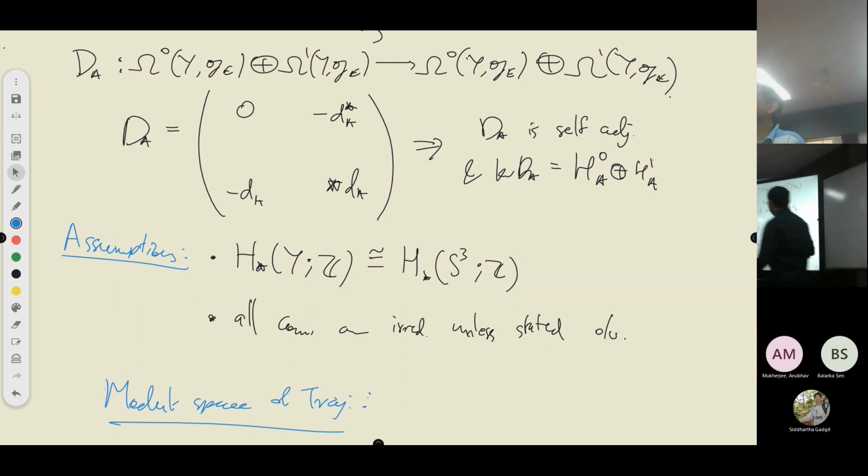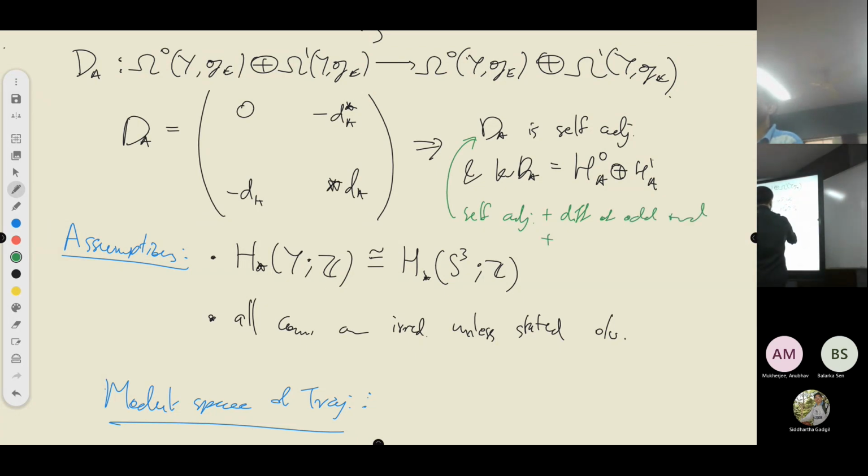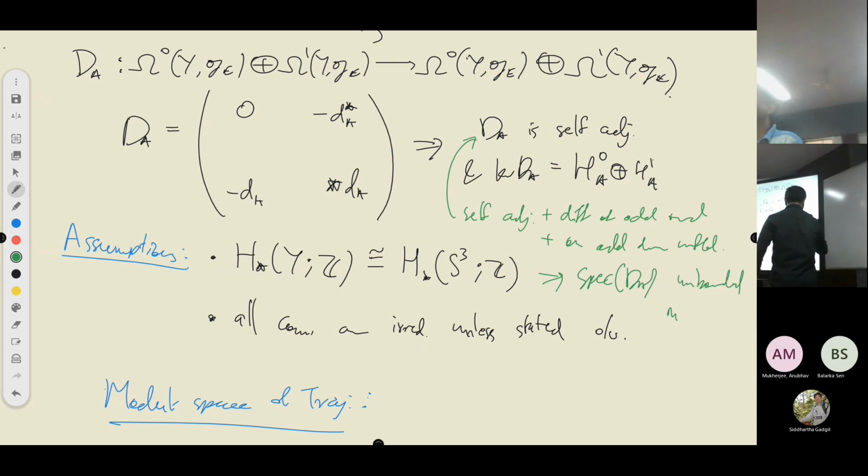Oh yeah. So this is a self-adjoint differential operator of odd order on an odd dimensional manifold, which implies the spectrum of dA is unbounded in plus or minus infinity. Unbounded above and below. Yes.